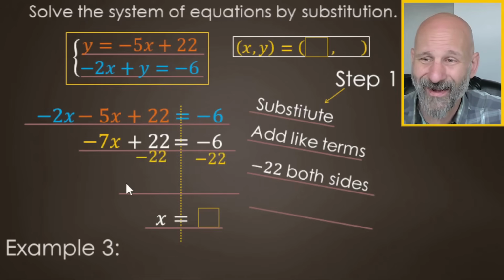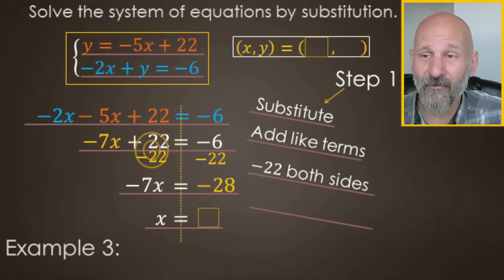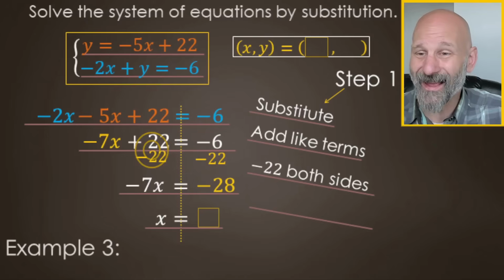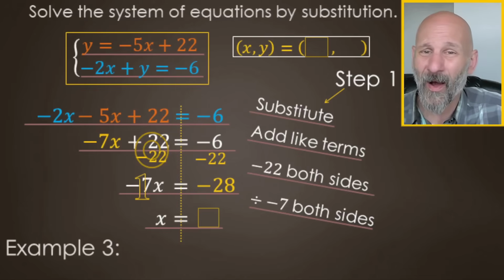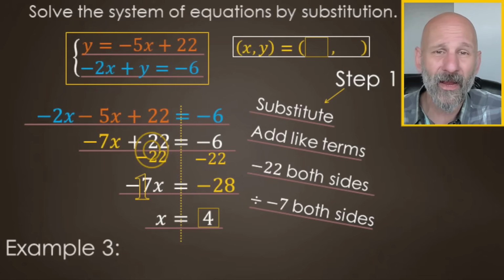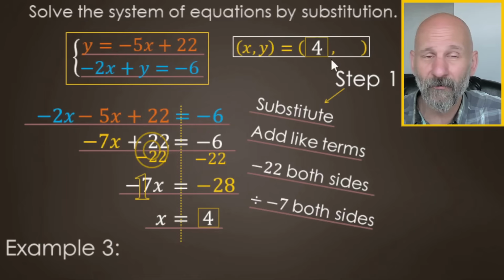From left to right, we got a negative 7x. No more 22s. Negative 6 minus 22 is going to make a negative 28. Now to undo this negative 7 being multiplied to x, we're going to divide negative 7 to both sides. Negative 7 divided by negative 7 is 1x, written right there. Negative 28 divided by a negative 7. Negative divided by negative is positive. 28 divided by 7 makes 4. So now we know the value for x is going to be a 4.